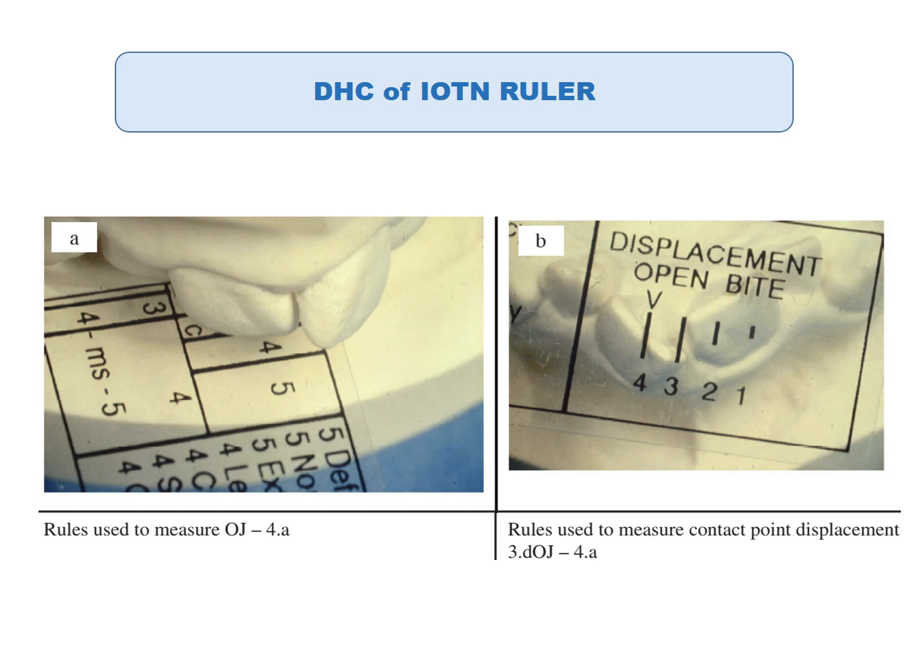A closer look at the IOTN ruler. This is an example of the ruler used to measure overjet, and in this situation it is a 4A. And this part of the ruler is used to measure contact point displacement, and in this situation it is a 3D.